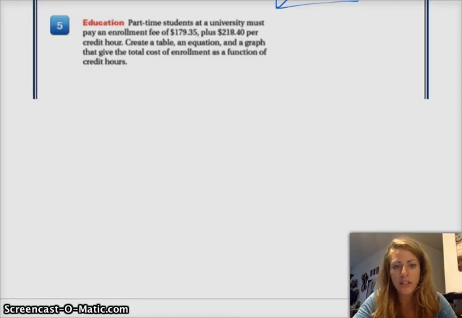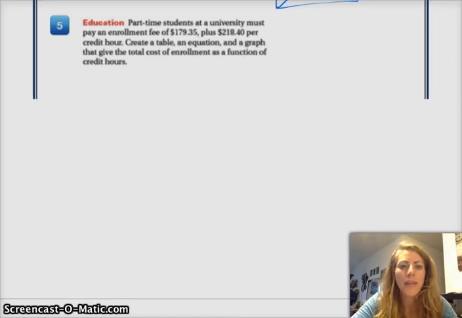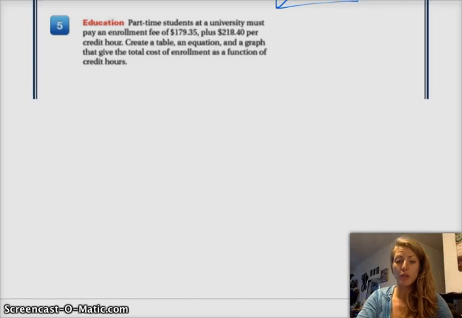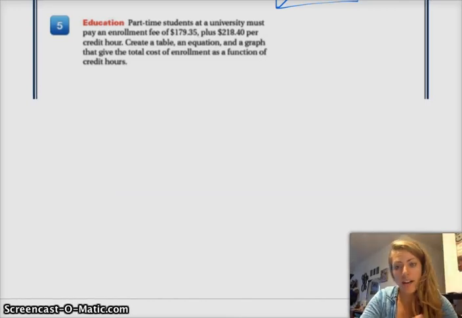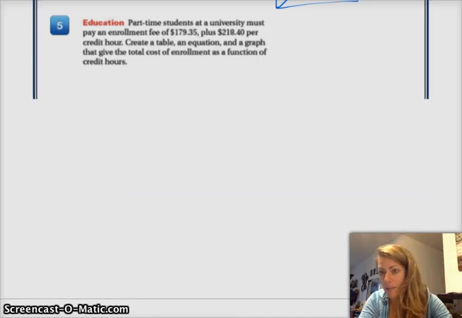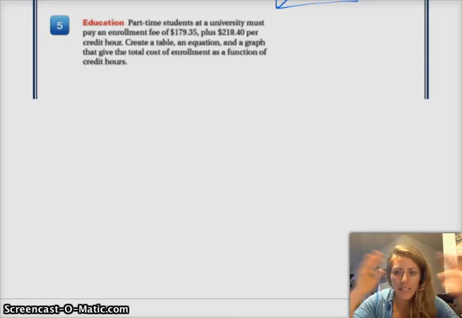Then they also pay $218.40 per every credit hour that they take. Okay, so 1 credit hour is $218. 2 credit hours, $436. Okay, so we're going to create a table, an equation, and a graph that represents this scenario. So you might want to start with the graph, then find the table, then the equation. Or maybe you want to find the equation first, then make the table, then the graph. Or maybe start with the table, then make the equation, and then make the graph. It doesn't matter what order, whatever makes sense to your brain.